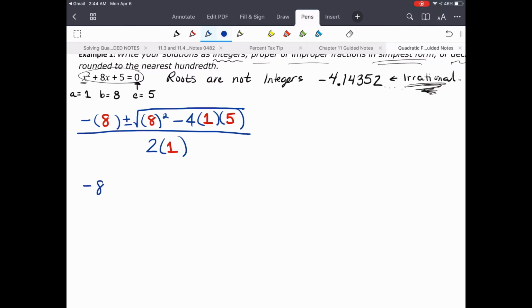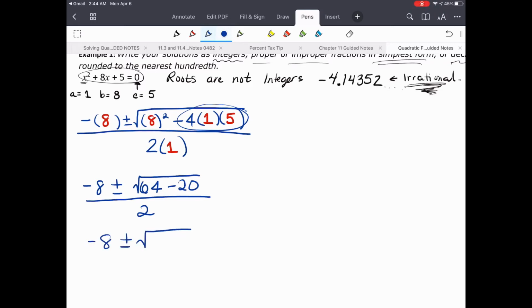8 just becomes negative 8. I'm going to write plus or minus. Now 8 squared is 64. And I'm going to try to do some of this math here if we can. 4 times 1 times 5 is 20. So I'm going to put minus 20, and I'll put the square root or radical around that. And then 2 times 1 is 2. And then we can simplify this even more. So you've got negative 8 plus or minus the square root of 44, all over 2.